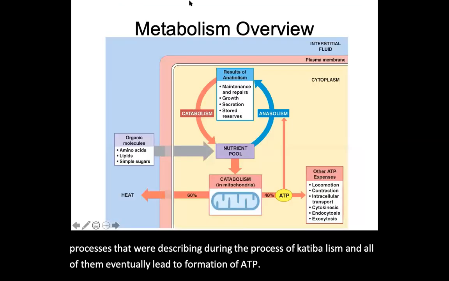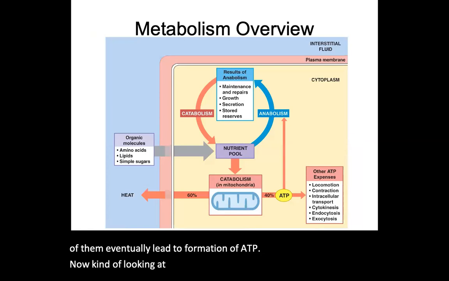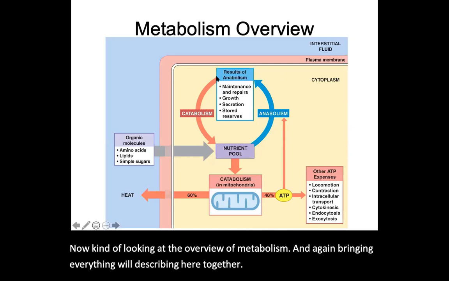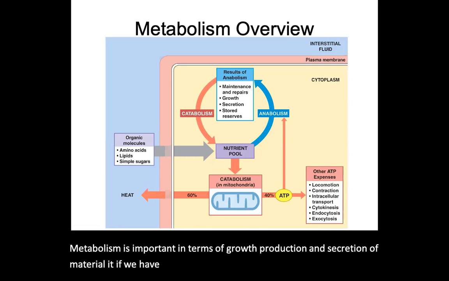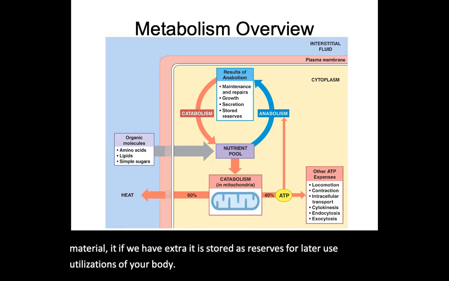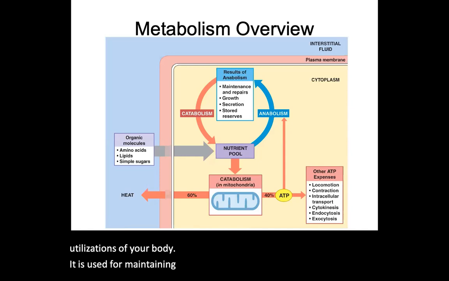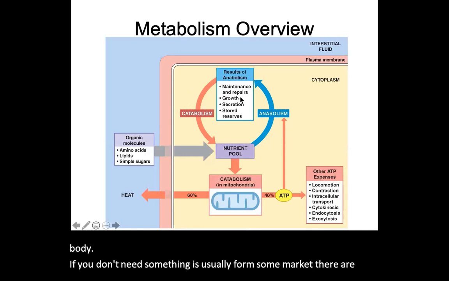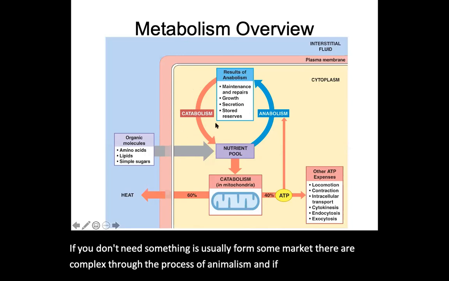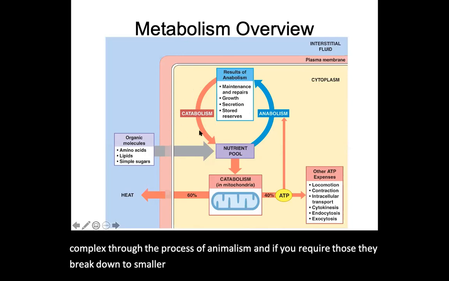Now, looking at the overview of metabolism, and again, bringing everything we're describing here together. Metabolism is important in terms of growth, production and secretion of material. If we have extra, it is stored as reserves for later utilization by your body. It is used for maintaining your homeostasis and repairing any damage to your body. If you don't need something, it's usually formed into complex molecules through the process of anabolism. And if you require those, they break down into smaller molecules through the process of catabolism.